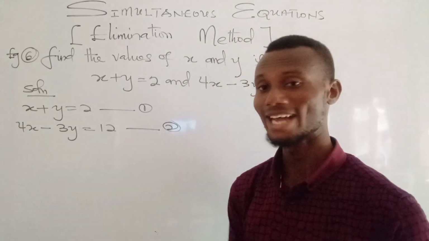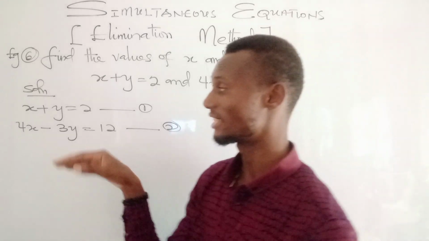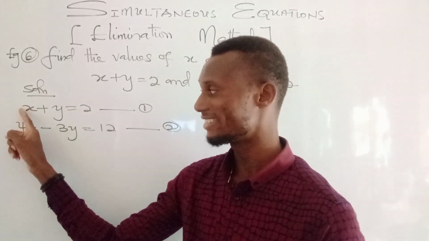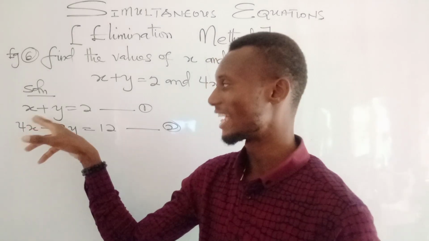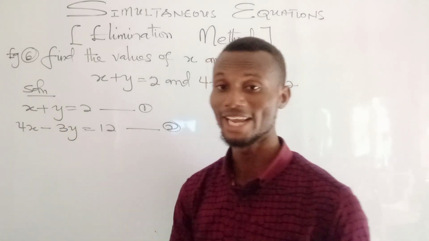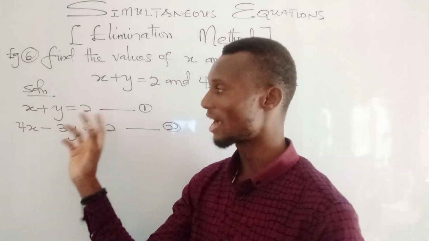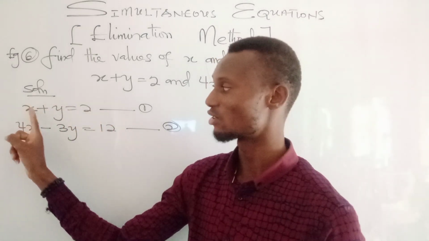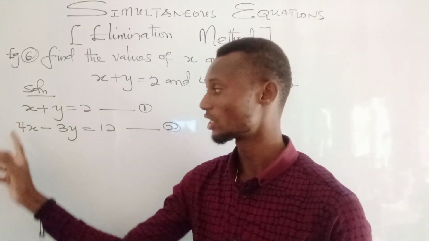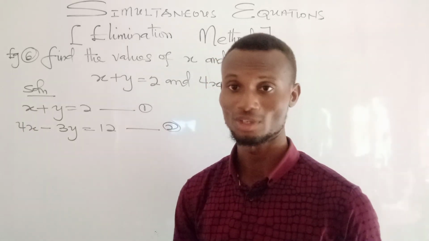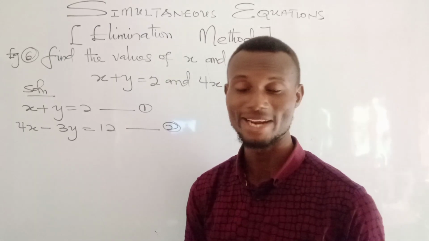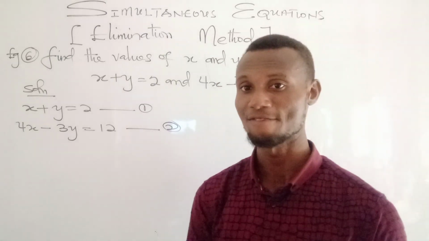So what I can do to make sure that the coefficient of the variable s here is the same as the coefficient of the variable s here is to multiply equation 1 by 4. If I multiply equation 1 by 4, I will get the coefficient of this s to be 4, which is the same as the coefficient of the s here. Then we can go through the elimination process. I hope the explanation is clear enough up to this point.